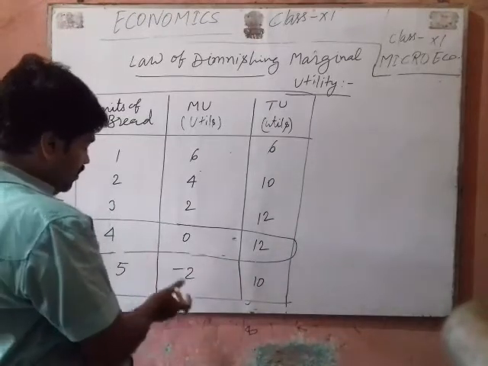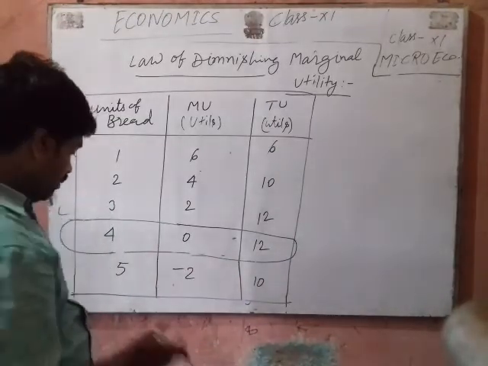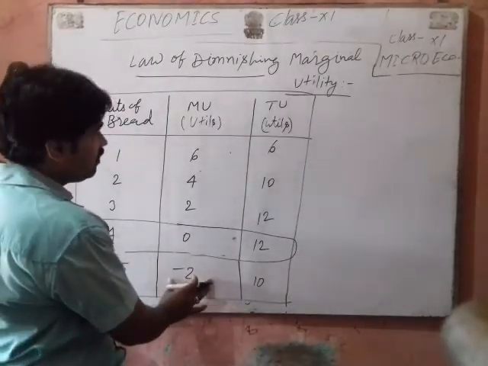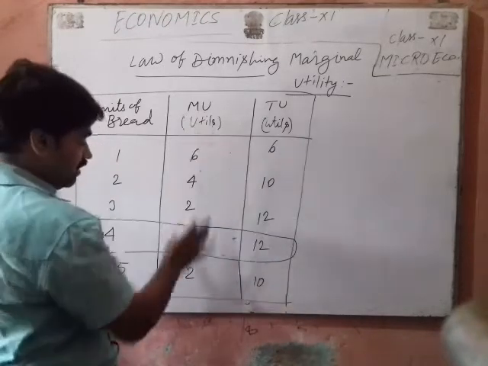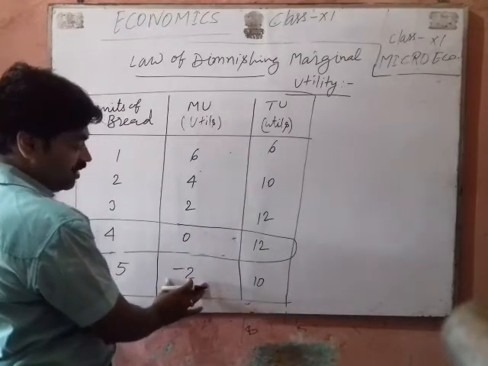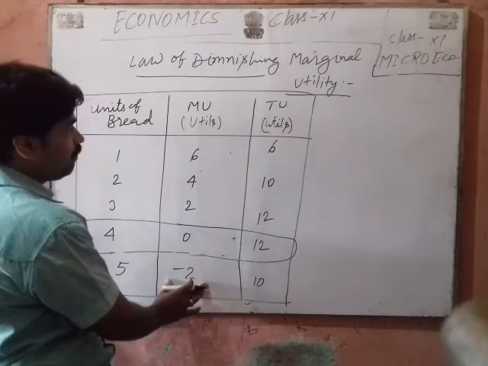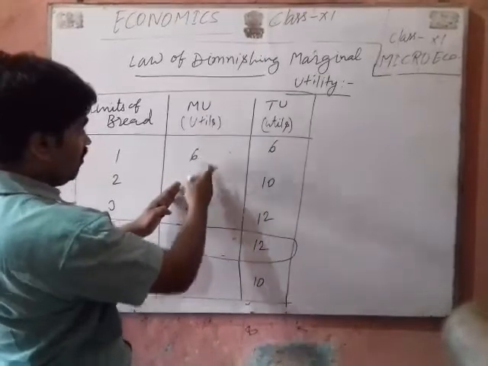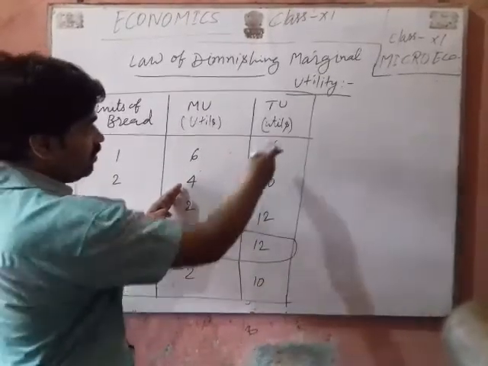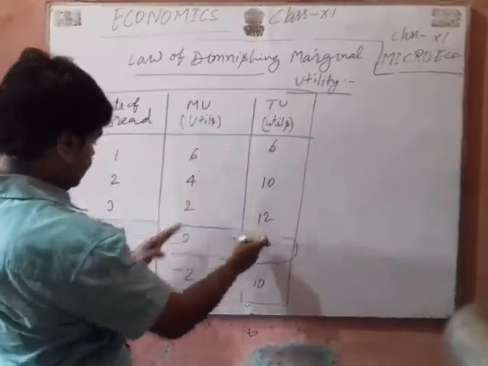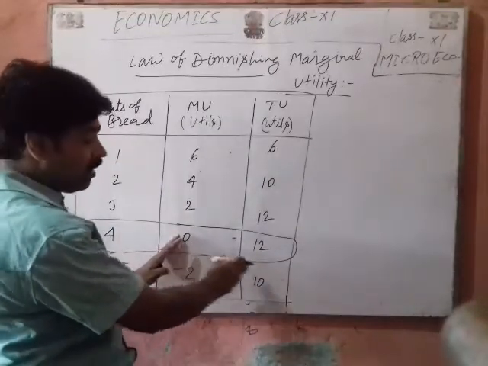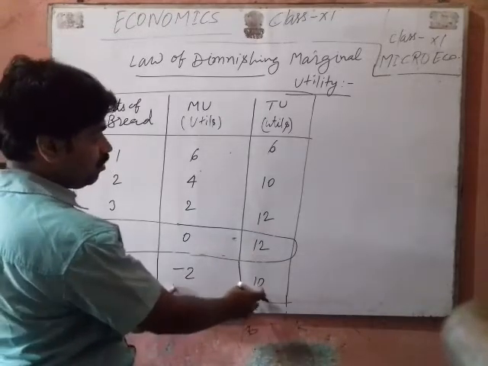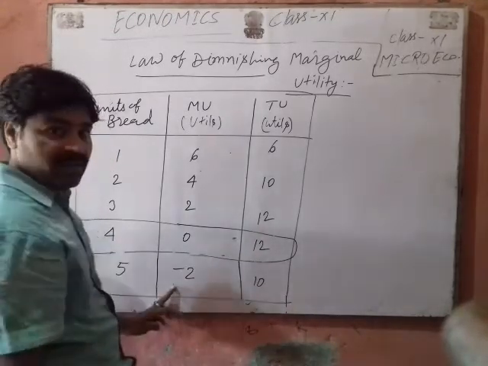After it, if the consumer starts consuming the 5th unit, he will get negative marginal utility, negative 2 utils here, and the total utility will decline. Here we see that when the marginal utility is positive, total utility is increasing. When marginal utility is 0, total utility is maximum. But when MU becomes negative, total utility starts declining.